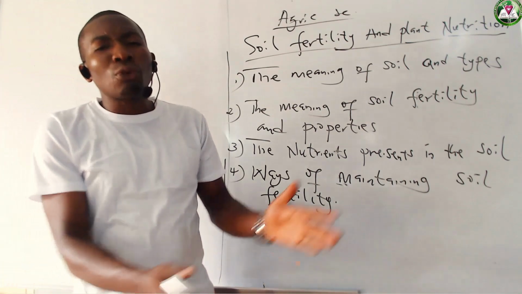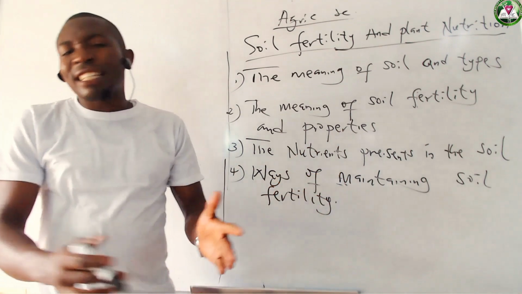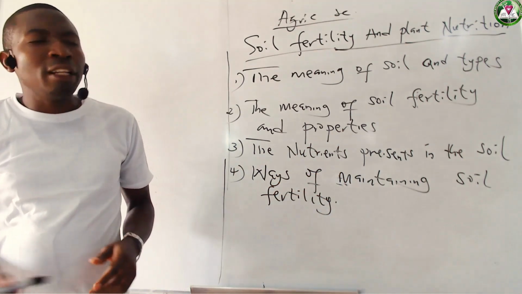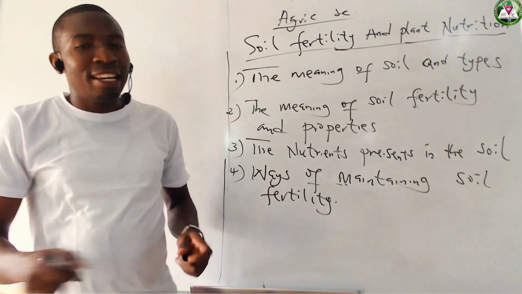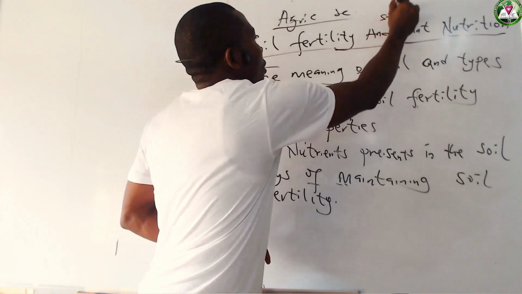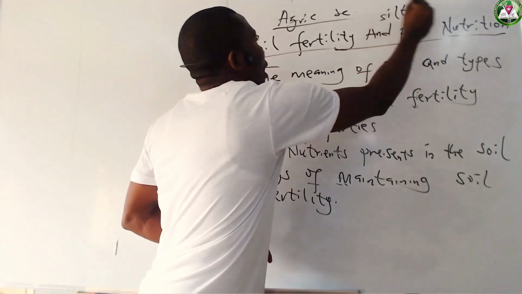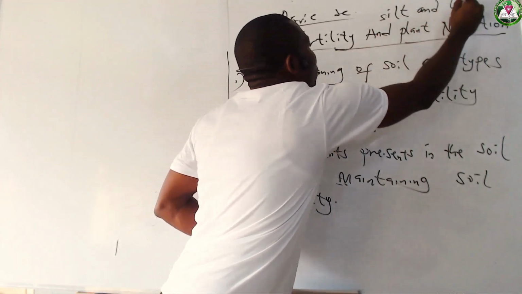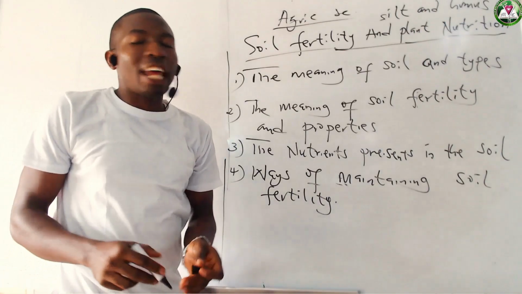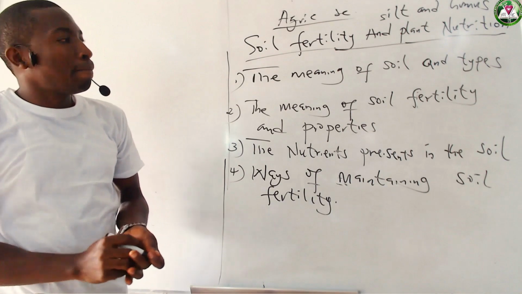But we still have the other two types that are not all that recognized in the world of agriculture. And those two types of soil include silt and humus. These are two different kinds of soil, but they are not all that recognized.